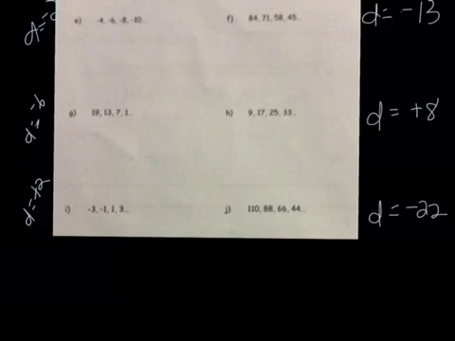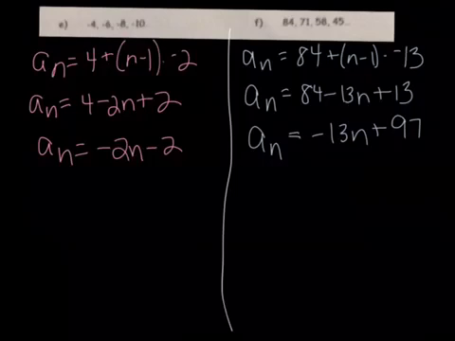Now the next thing I want you to do is go through and write down all the explicit equations, distribute, and get your final answer, and then come back and check. So pause the video again at this point. Check your answers before you go through and find the 20th term of each. So for E, you should have gotten a sub n equals negative 2n minus 2. For F, a sub n equals negative 13n plus 97.